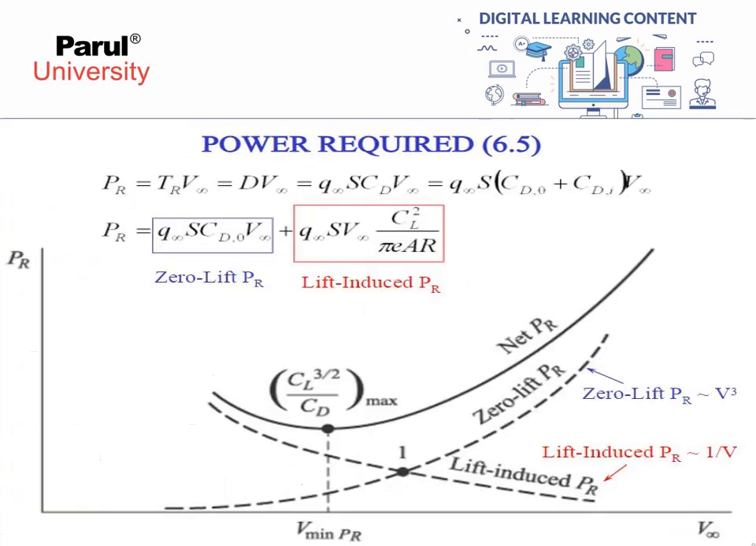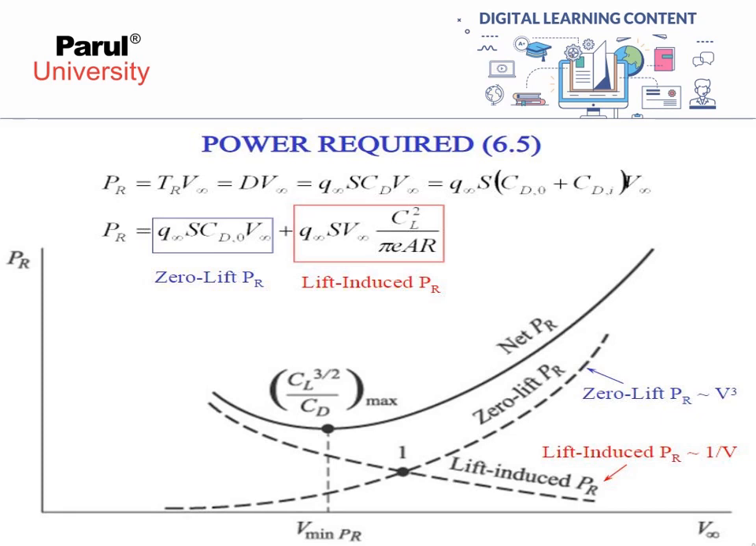Next, power required is nothing but thrust required into V infinity, and thrust required is drag, and drag is Q infinity S into CD. And CD is CD naught plus CDI. Then power required is Q infinity S into CD naught into V infinity plus Q infinity S into V infinity into CL square by pi ER. The first term is called zero lift power required, and the second term is called lift induced power required.